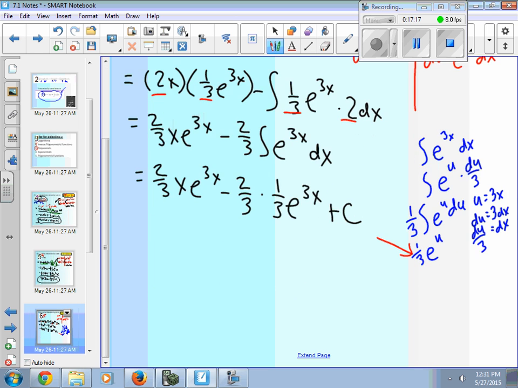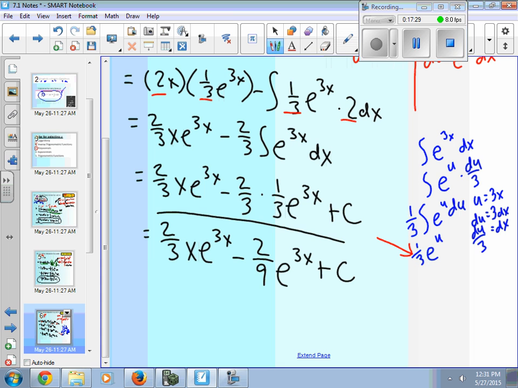If we multiply those two constants together, now we got the answer. 2/3 x e to the 3x minus, this would be the same as 2/9 e to the 3x plus c. And that would be the answer.